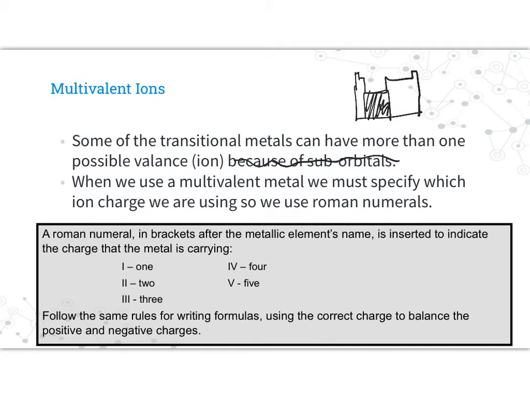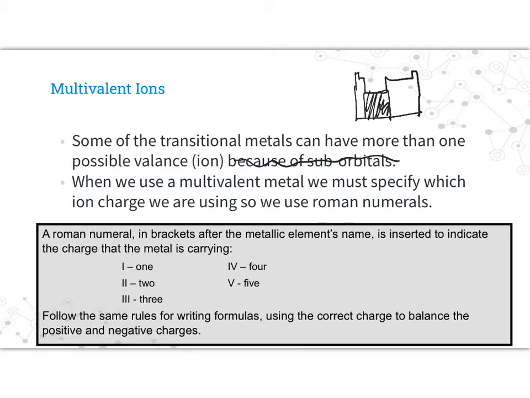So for instance, if you looked at vanadium, it's in group 5, so column 5. It has 2 charges listed. It has a 5 and a 4. We were using elements before that only had 1 charge possible. So when we're looking at vanadium, we need to decide if we're using a 5 or a 4 plus, and we need to convey that in the name. So a Roman numeral in brackets after the metal's name is inserted to indicate the charge.